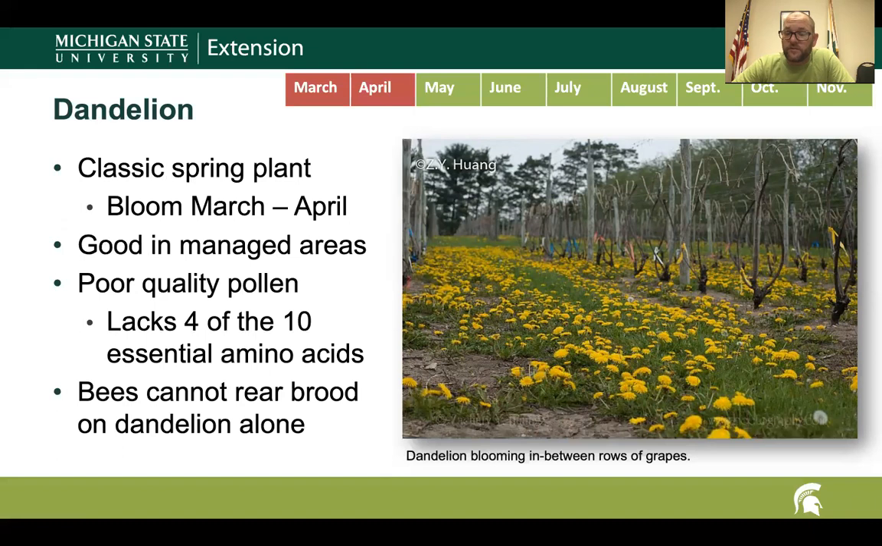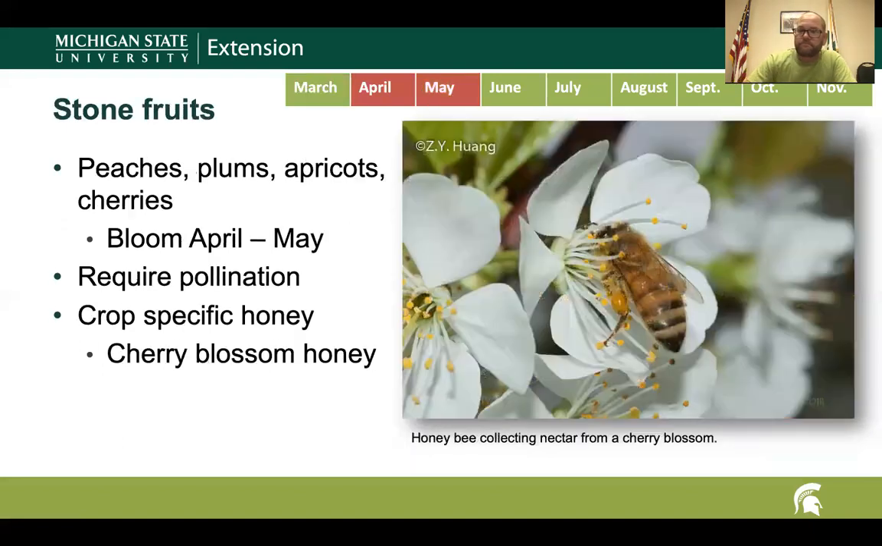So there's been research on dandelion specifically, where they basically fed bees just a diet of dandelion pollen only. And those colonies cannot survive. They cannot adequately produce brood on dandelion pollen alone. So dandelions, although important, are not a sole resource that can support honeybees. You need to have other things out there. So if you're just relying on dandelions to support your honeybees early in the season, that is not a good strategy. You need to have something else that has a more complete diet for them.